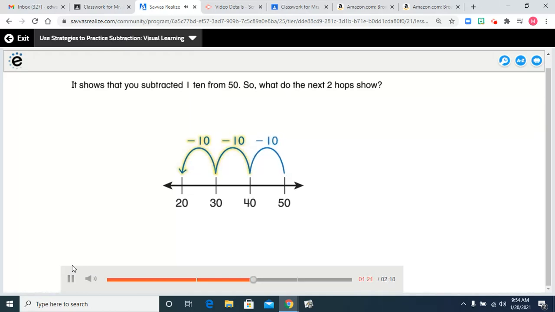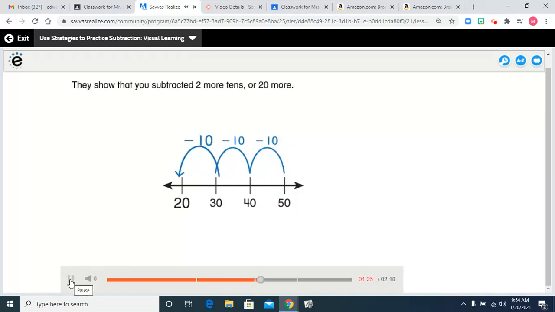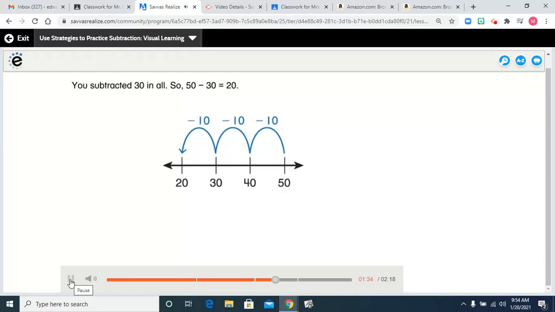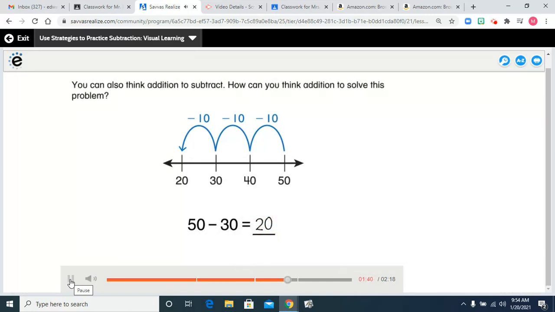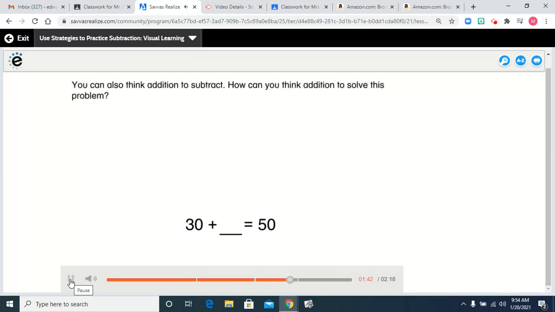So, what do the next 2 hops show? They show that you subtracted 2 more tens, or 20 more. You subtracted 30 in all. So, 50 minus 30 equals 20. You can also think addition to subtract. How can you think addition to solve this problem?